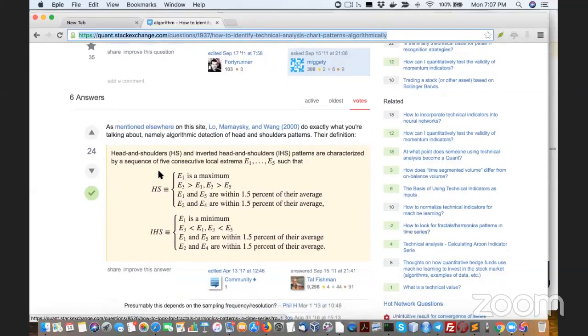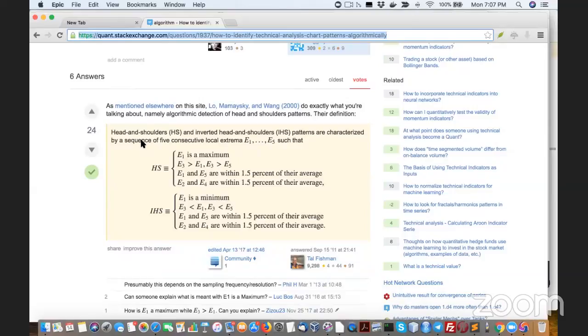So what we're doing here is, from a very simplistic point of view, with the head and shoulders, what we're looking for is the algorithms that are used to create these patterns. And it's these values that make a difference.